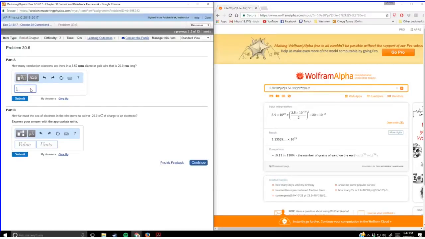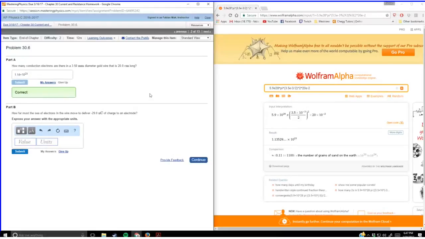1.14 times 10 to the 23rd. Okay. All right. And then how far must the electrons move in the wire to deliver that many coulombs of charge? Okay, so if we have this many electrons, now it's trying to get us to figure out the total charge instead of the number of electrons. So again, here we're solving. We want to know how far it travels, so we're still solving for delta x. But now instead of looking at how many electrons, we want to look at how much charge.